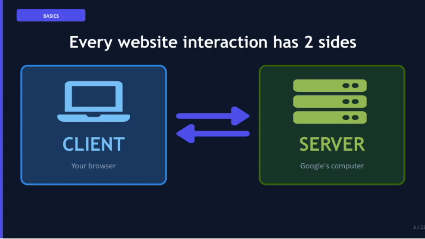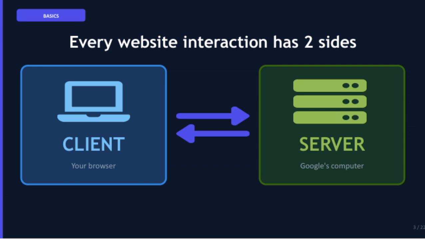Let's take a closer look at how websites work behind the scenes. On one side, we have the user's browser, which is what you're using right now to access the internet. Think of it as the client that requests information. On the other side, there's the server, which is a powerful computer that hosts the website's data. When you type in a URL and hit enter, your browser sends a request to the server. The server then processes that request and sends back the information needed to display the website on your screen. This interaction between your browser and the server is fundamental to how the web operates.